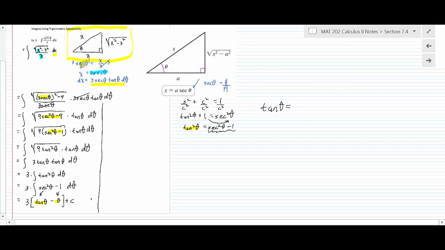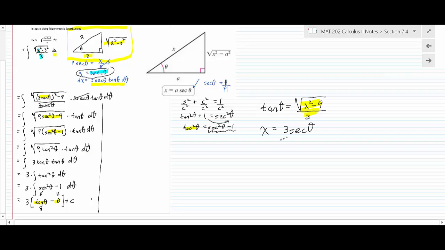It's opposite over adjacent, right? So that would be this over this. The tangent of theta is going to be square root of x squared minus 9 over 3. That's what we're going to plug in there. Now go back to your substitution: x is equal to 3 secant of theta. So we now know what to use for the tangent, and we're going to plug that in.